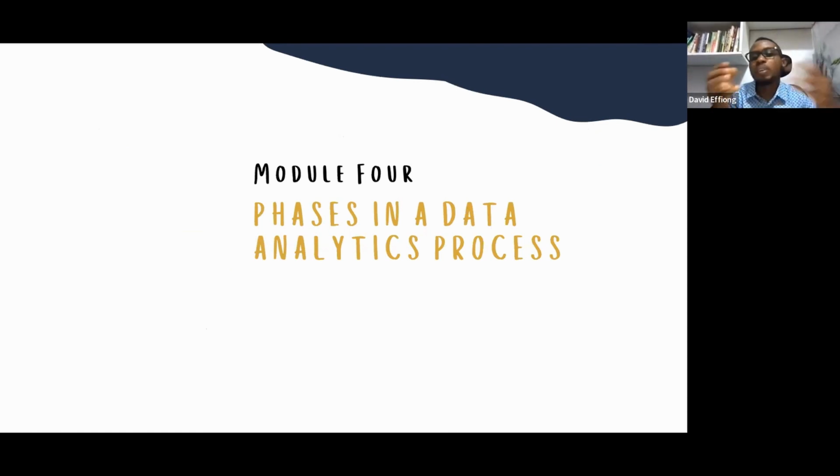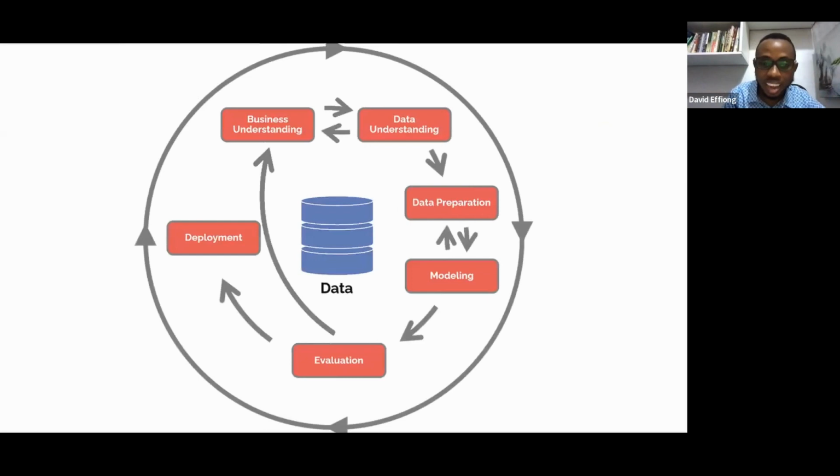analytics process. What are the phases in the data analytics process? There's something called CRISP-DM, Cross Industry Standard Process for Data Mining. Oh my God, I can't remember it properly. Something like that, we'll figure it out. This is what it looks like. It starts from understanding the business, then understand your data, prepare your data, model your data, evaluate, and then deploy.